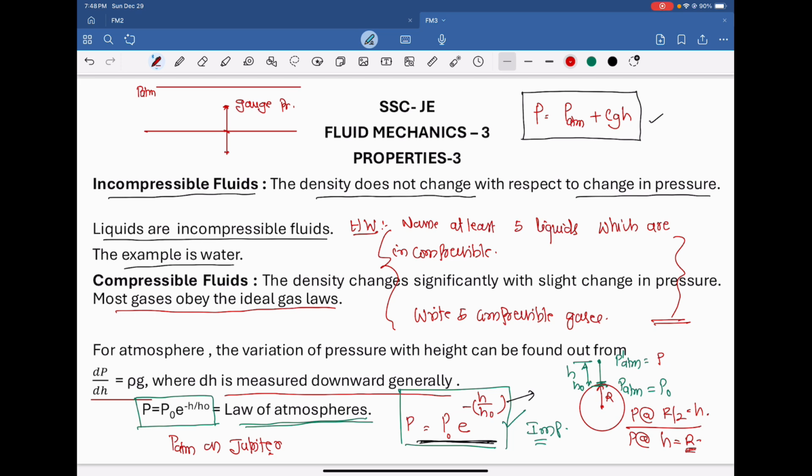This is the, 1 minute. This is the datum, that is P atmosphere.